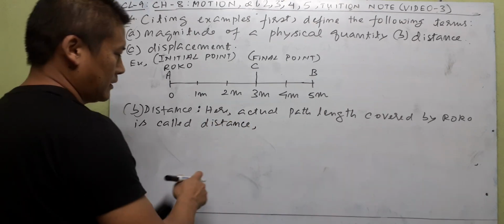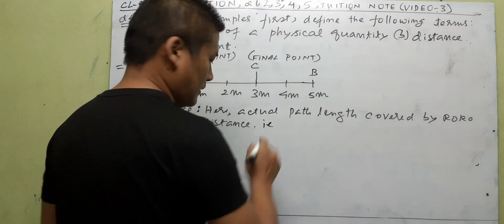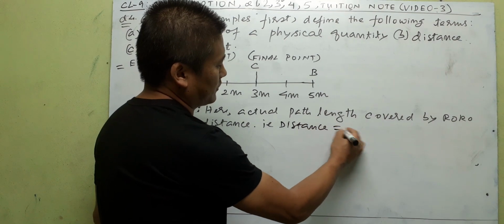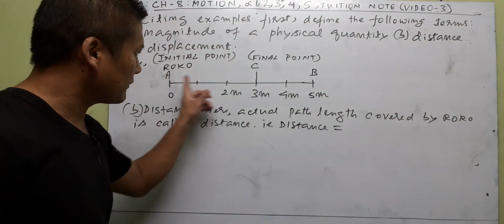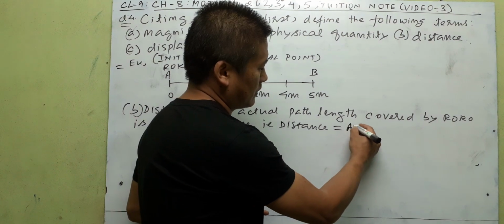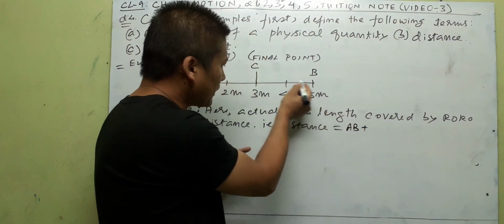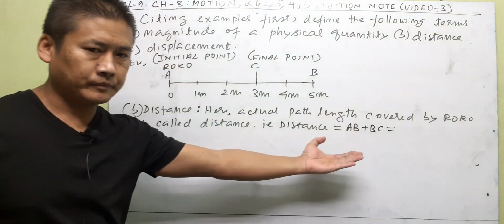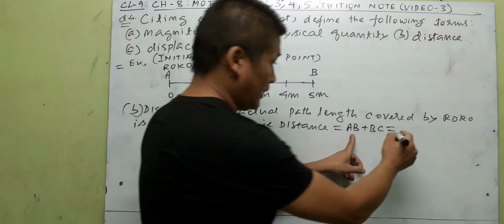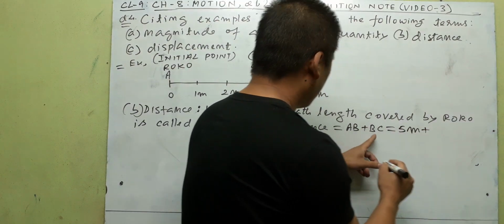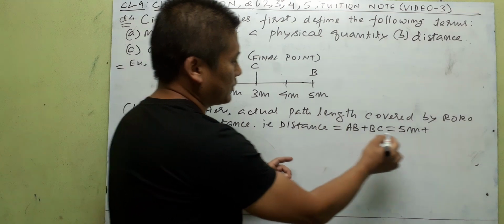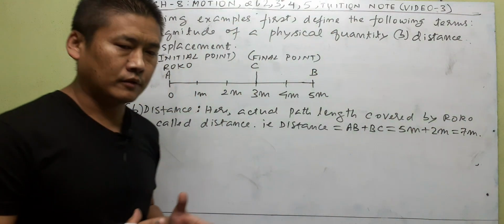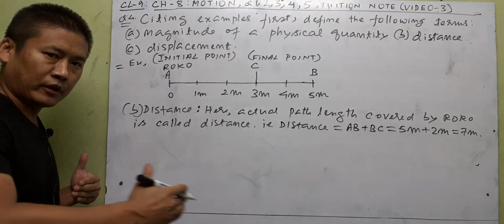So tell me, what is this? The distance that he covered is how much? Can you tell me? Actual path length means from here to here he traveled, so there will be AB. Then not only that, he came back 2 meters here to here, BC. So that will give you how much? Let us try together. Yes, AB is 5 meter plus BC is 2 meters. So the distance covered is 7 meter, right? So that is the meaning of distance, okay? The actual path length covered by an object.